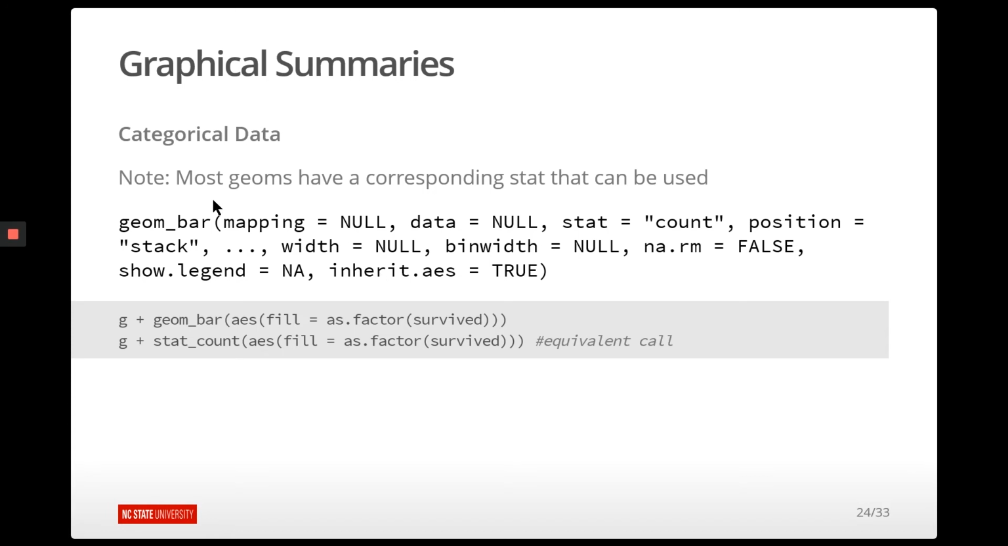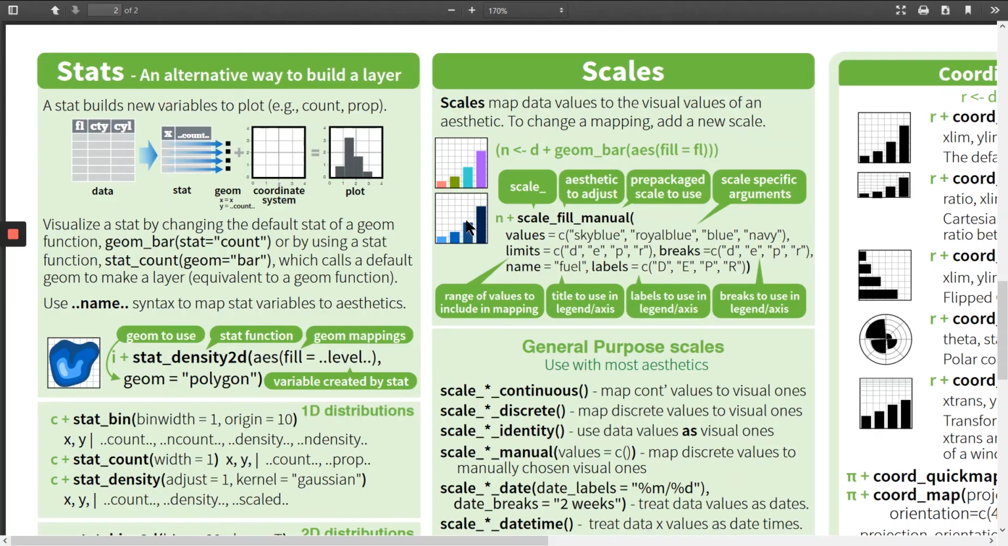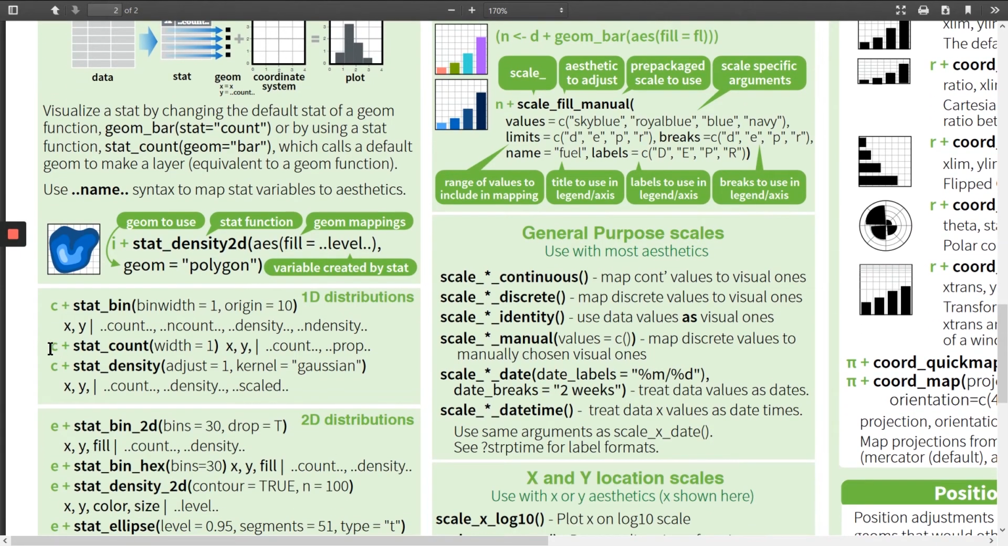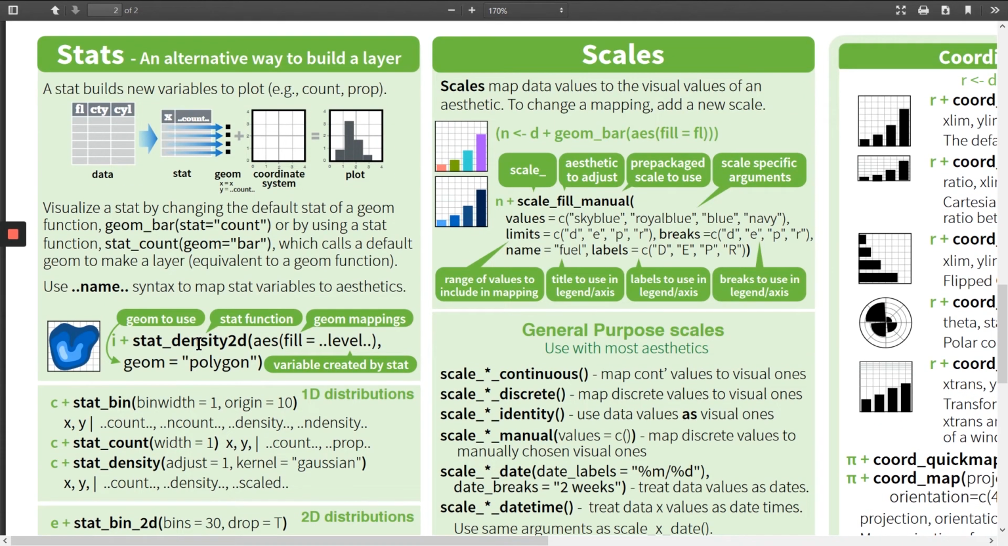Most of the geoms that you use are going to have an equivalent way to do it with what's called a stat layer. So if you look at the geom bar function call, there's mapping, data, and you actually see that the corresponding stat that's used in geom bar is count. And so if you go to the cheat sheet, over here to the top left of the second page, there's actually stats, an alternative way to build a layer. And so this builds new variables to our plot. And so, for instance, we can take our base plotting object and add a count layer to it. And that's going to be equivalent then to doing a geom bar.